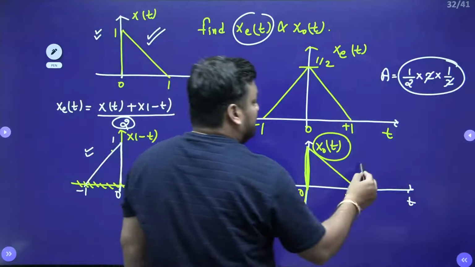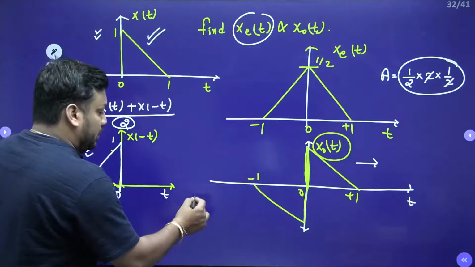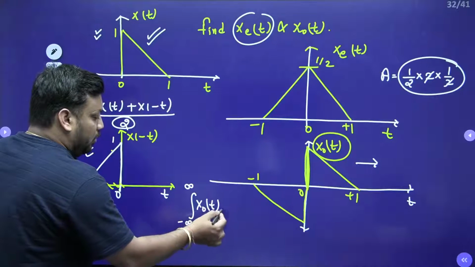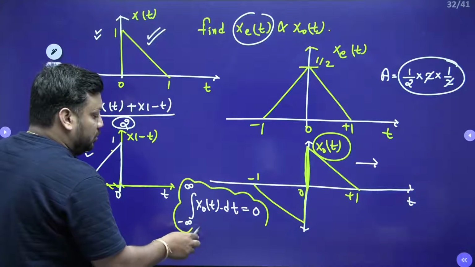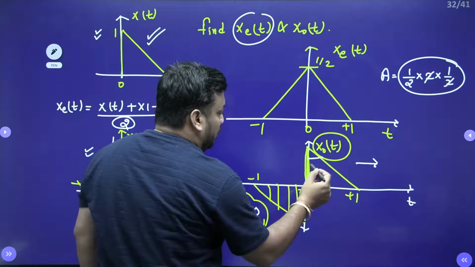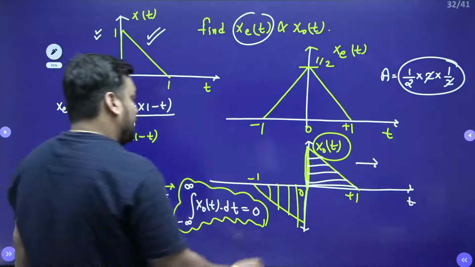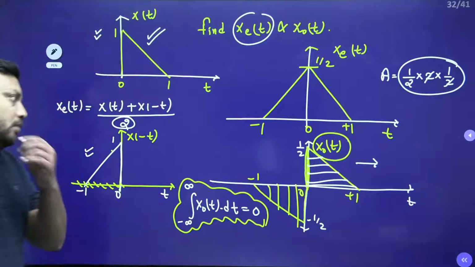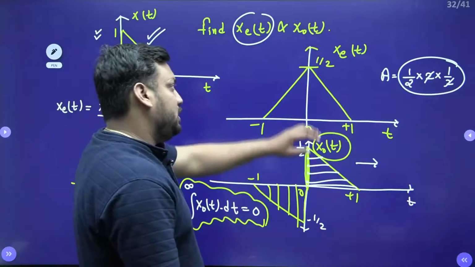And if anybody asks about the odd signal, my dear student, the advantage is that for the odd signal, the integral from minus infinity to infinity of the odd component is always 0. Odd signal area is always equal to 0. Agree or not? Because this negative area is going to be compensated by this positive area. But as far as the amplitude is concerned, it will be half only because we have amplitude scaling with half.